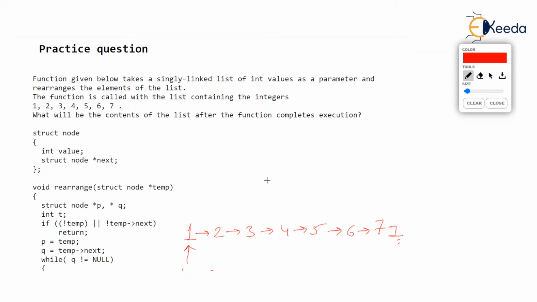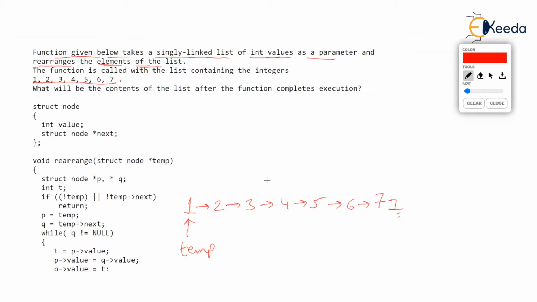We have a function given below which takes a singly linked list of integer values as a parameter. What the function does is it rearranges the elements of the list, and it is given in the question that the linked list is storing 1 to 7. So I have shown the linked list. The linked list is storing values from 1 to 7 in various nodes.